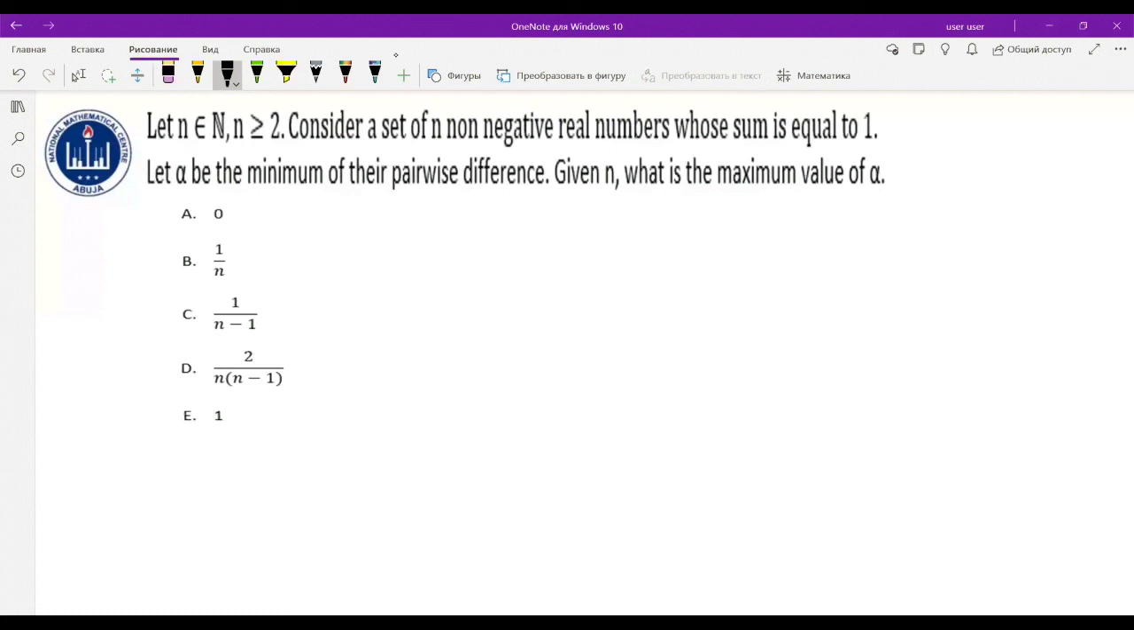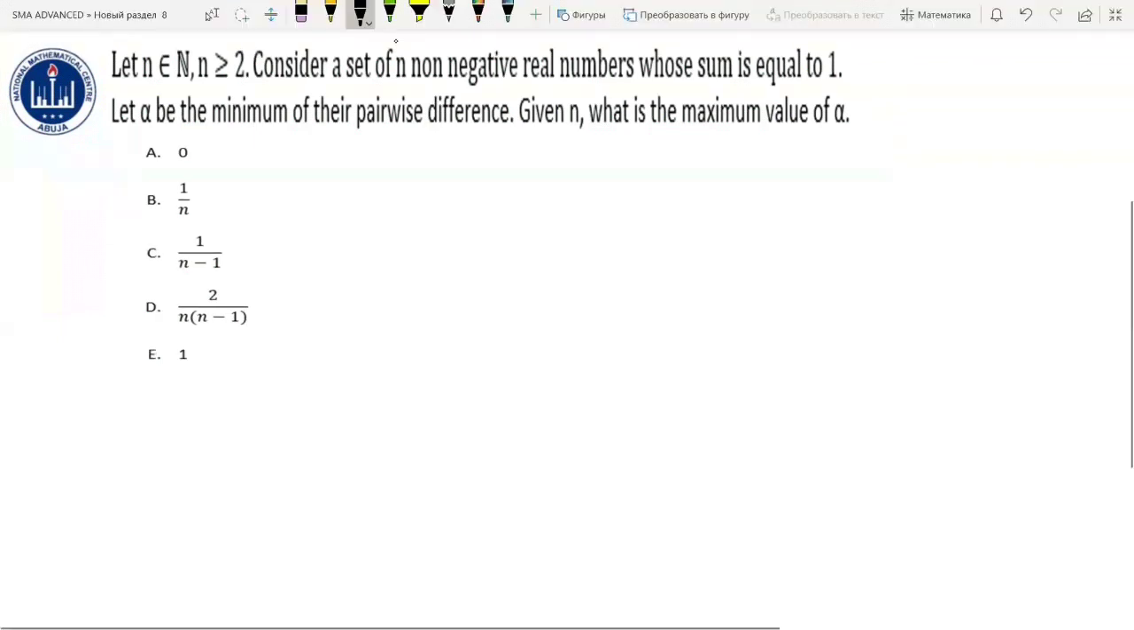And in today's video, we are going to be covering the 25th problem in the Senior First Round Maths Olympiad 2020. The question goes like this. Let n be a natural number, at least 2. Consider a set of n non-negative real numbers whose sum is equal to 1. Let alpha be the minimum of their pairwise difference. Given n, what is the maximum value of alpha?